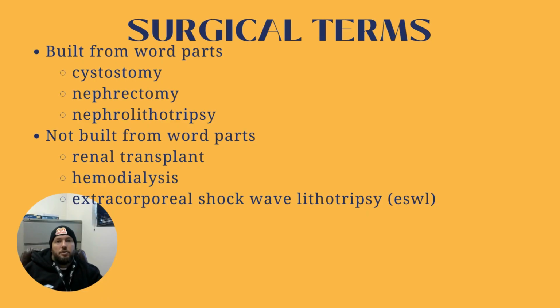And some surgical terms, built from word parts, not built from word parts. Cystostomy. Cystostomy is a creation of an artificial opening into the bladder. So for some reason they can't urinate, their urethra is damaged, you need an artificial opening into the bladder to relieve the urine. Nephrectomy, excision of the kidney or removal of the kidney. Nephrolithotripsy is surgical crushing of stones in the kidneys. So they're crushing kidney stones in order for you to be able to pass them.